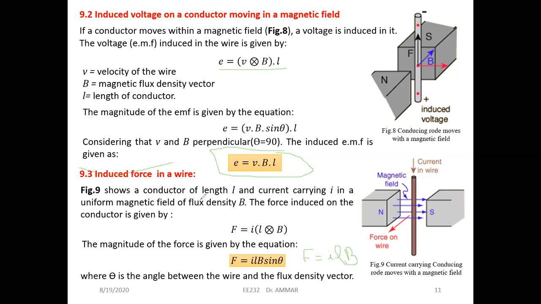If we have a conductor within a magnetic field, a force will get induced in this conductor. It's a fixed conductor. At the beginning it was fixed. If a magnetic field crosses this conductor.